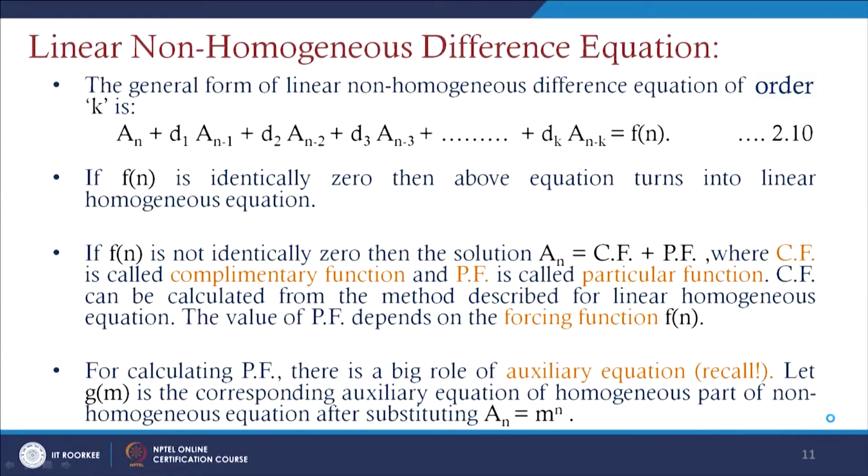The general form of a linear non-homogeneous difference equation of degree k can be written as a_n plus d_1 a_(n-1) plus d_2 a_(n-2) plus d_3 a_(n-3) up to d_k a_(n-k) equals f_n. If f_n is identically 0, the above equation turns into a linear homogeneous equation. If f_n is not identically 0, then the solution a_n can be defined as the complementary function plus the particular function, where CF represents the complementary function and PF is the particular function.